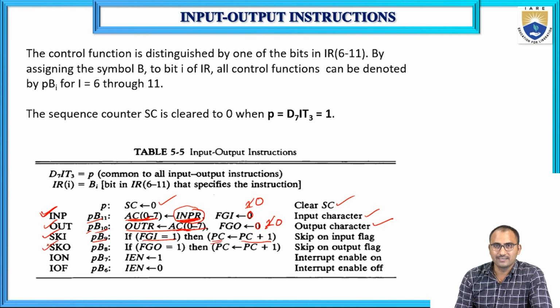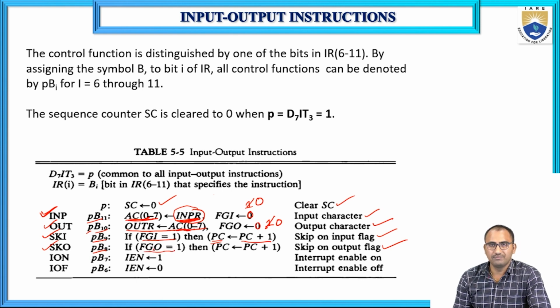And next to SKI, SKO, skip on output flag. This SKO will execute during PB8, and it will execute when FGO is equal to 1. If FGO is equal to 1, then it will skip the instruction by incrementing the program counter.